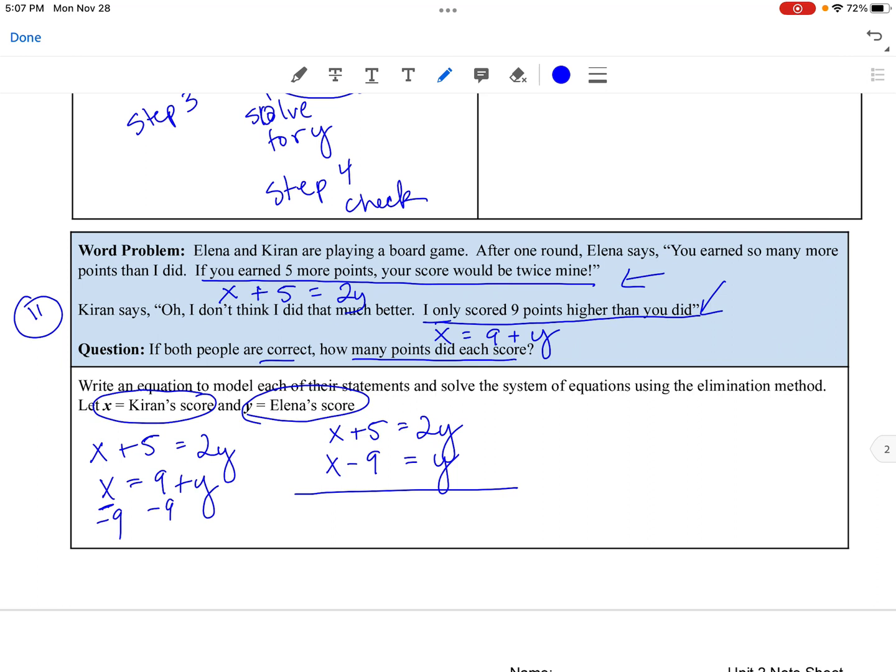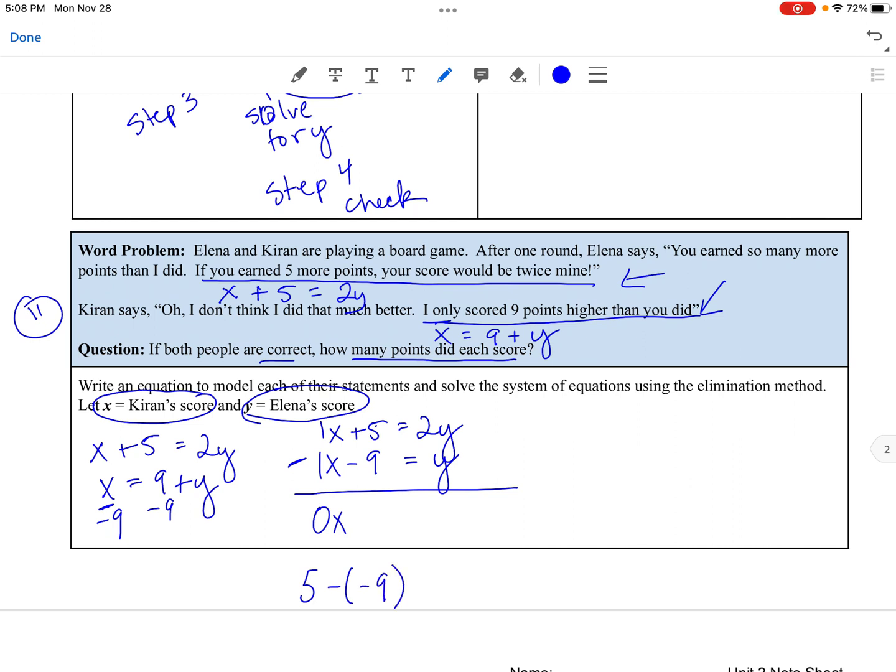Now, a good idea here would be to subtract, right? Because these are both 1x, but they're both positive. So if we added them, that wouldn't be good. It wouldn't disappear. We want one of the variables to disappear. So we're going to subtract. 1x minus 1x is 0x. 5 minus negative 9. Let's think about what that would be.